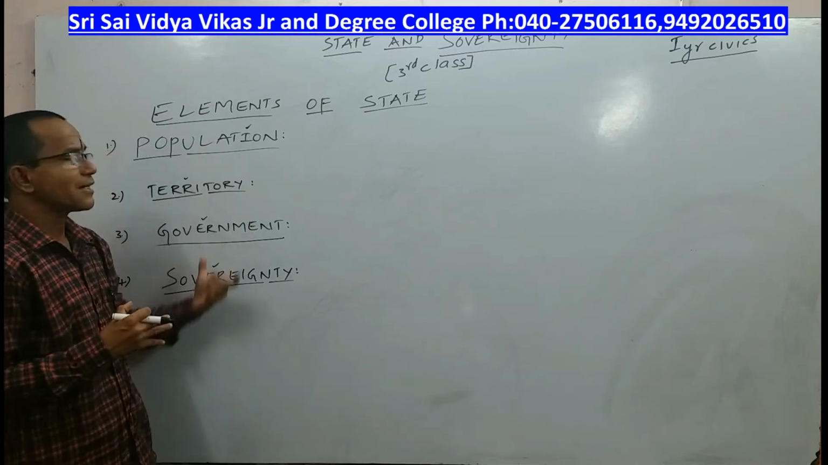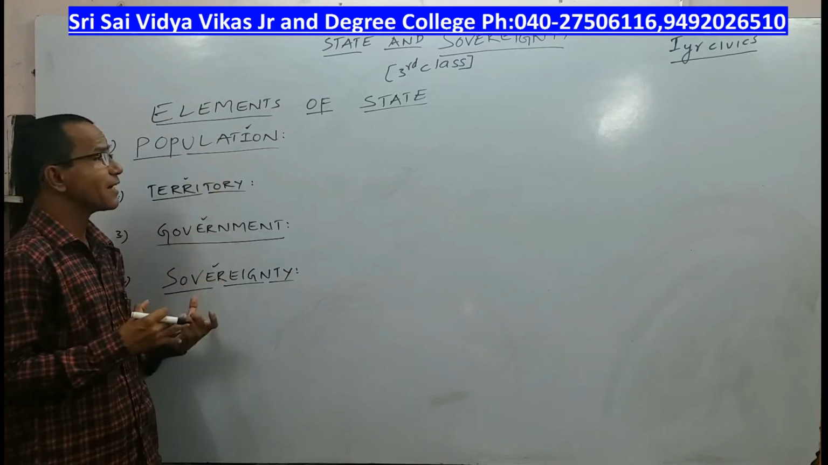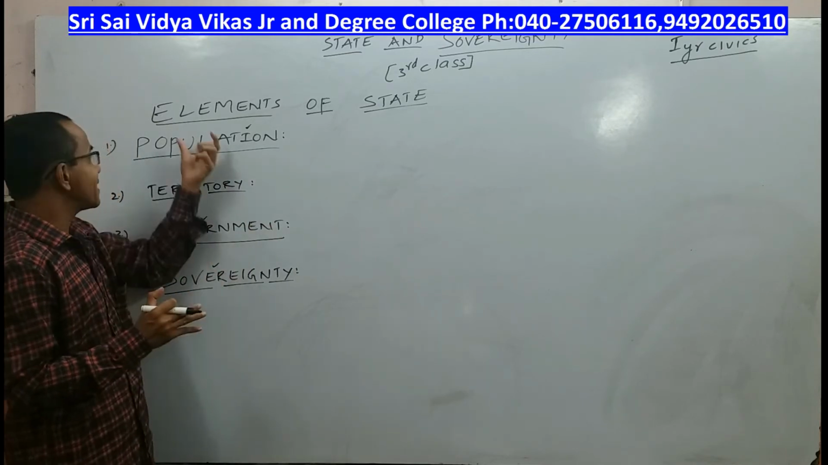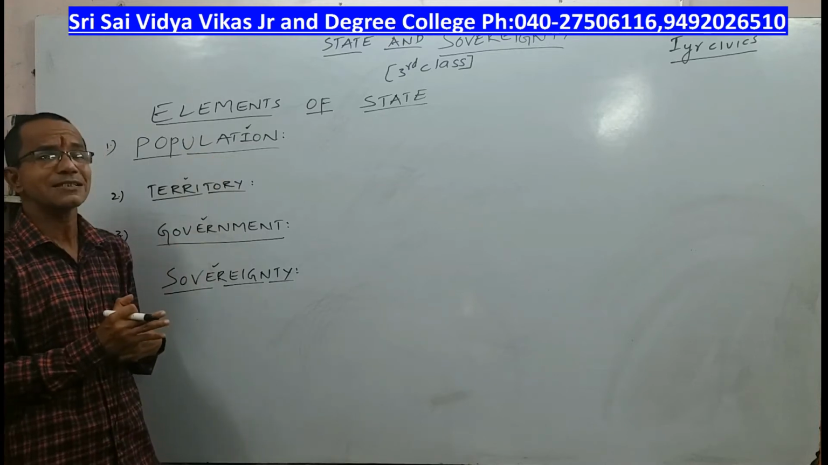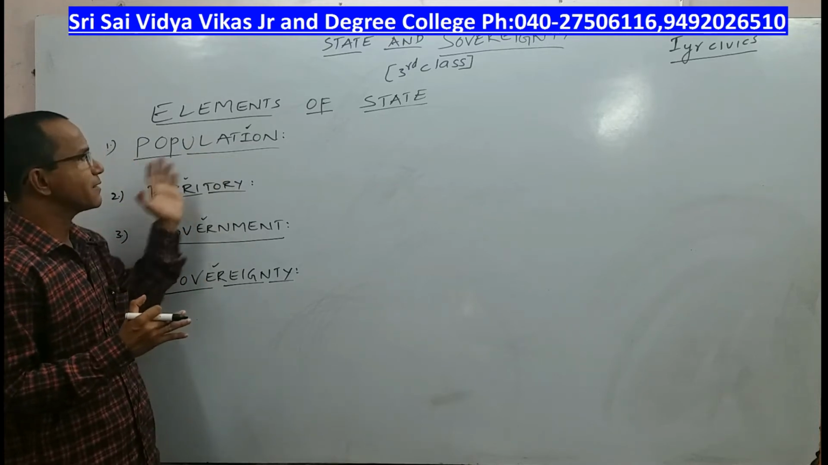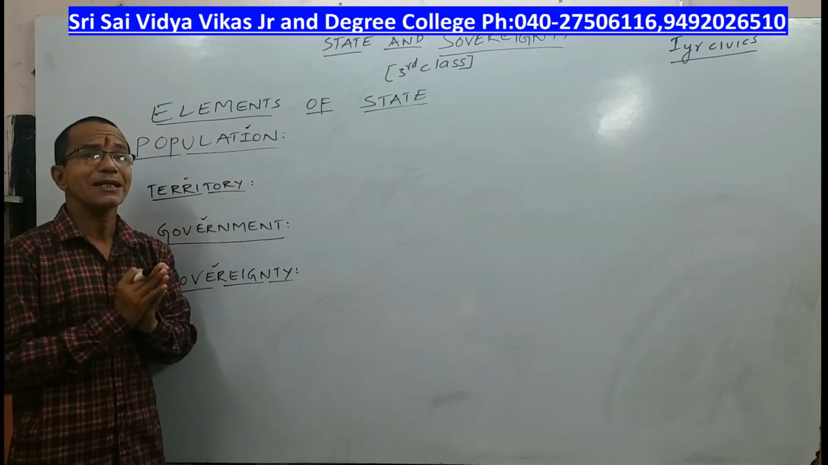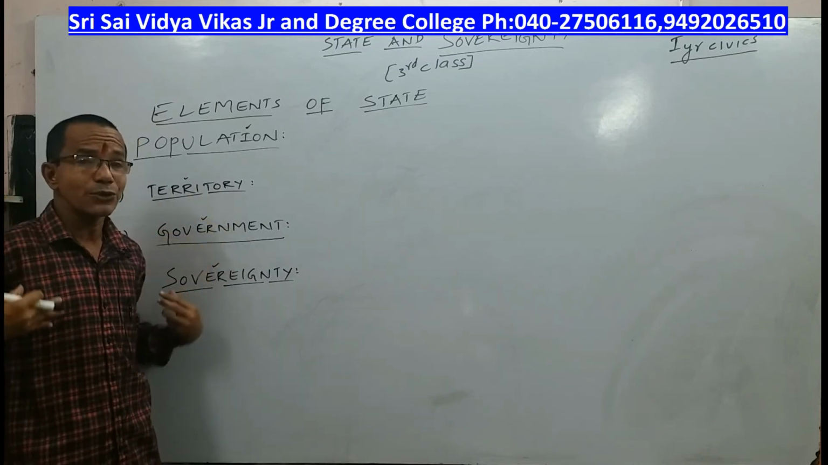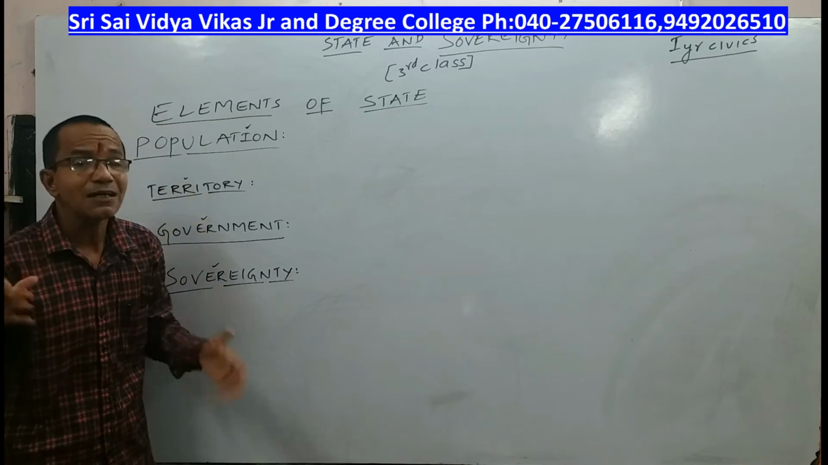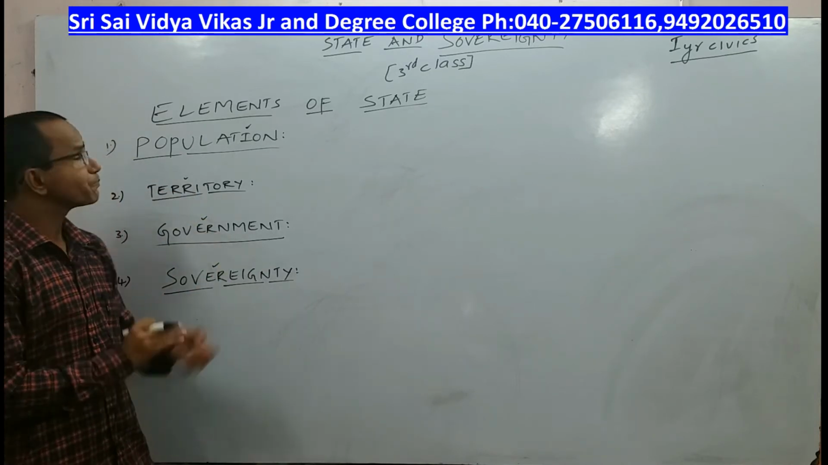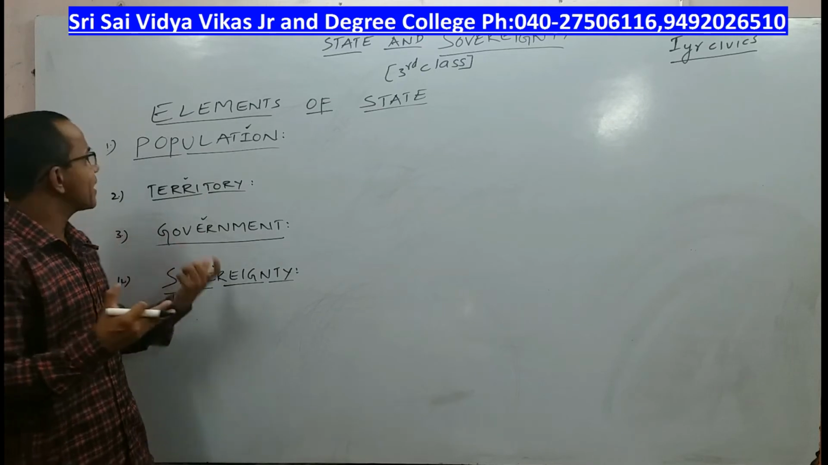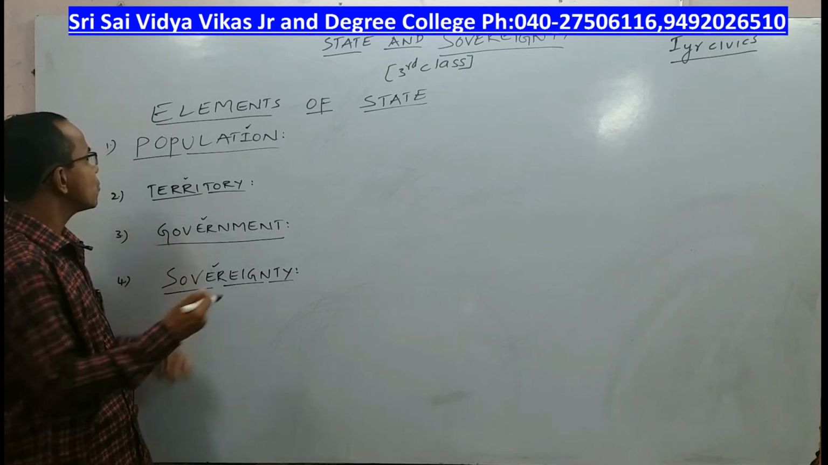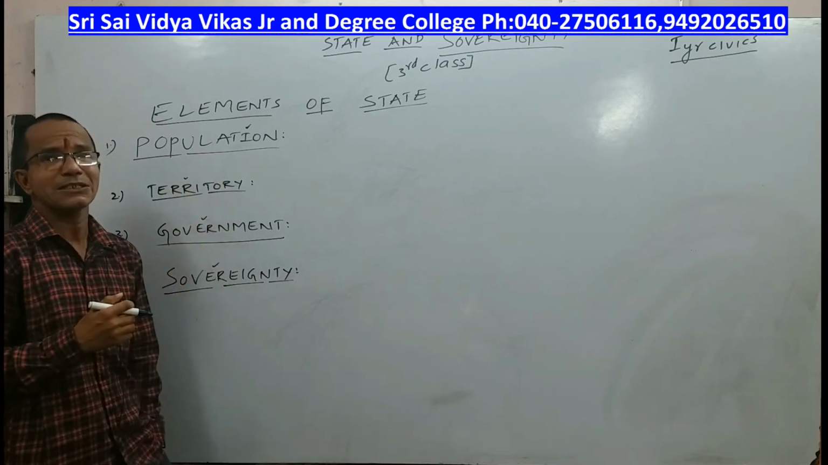In our last class, I told you elements are nothing but characteristic features. If any state possesses these elements, then we can say that that state is a full-fledged state, just like human beings possess different organs. So, in today's class, we are going to discuss these elements. The first one is the population.